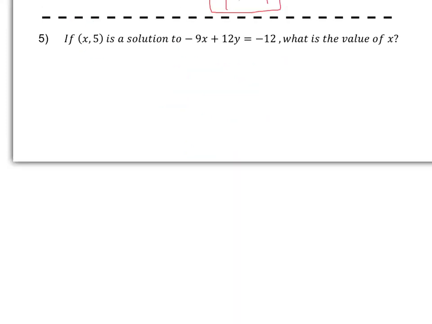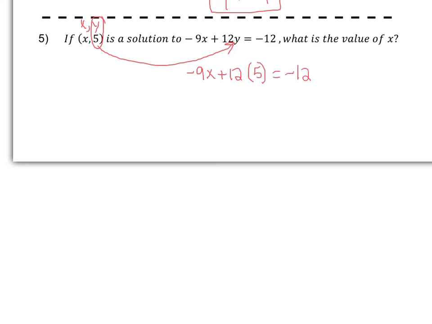Now let's look at our last example, 5. If the ordered pair (x, 5) is a solution to negative 9x plus 12y equals negative 12, then what is the value of x? So again, our ordered pair is x, comma, y. So this is telling us that y is equal to 5. Let's take that value and plug it in for y, and see what our x value is. So we have negative 9x plus 12 times the 5, and that equals negative 12.